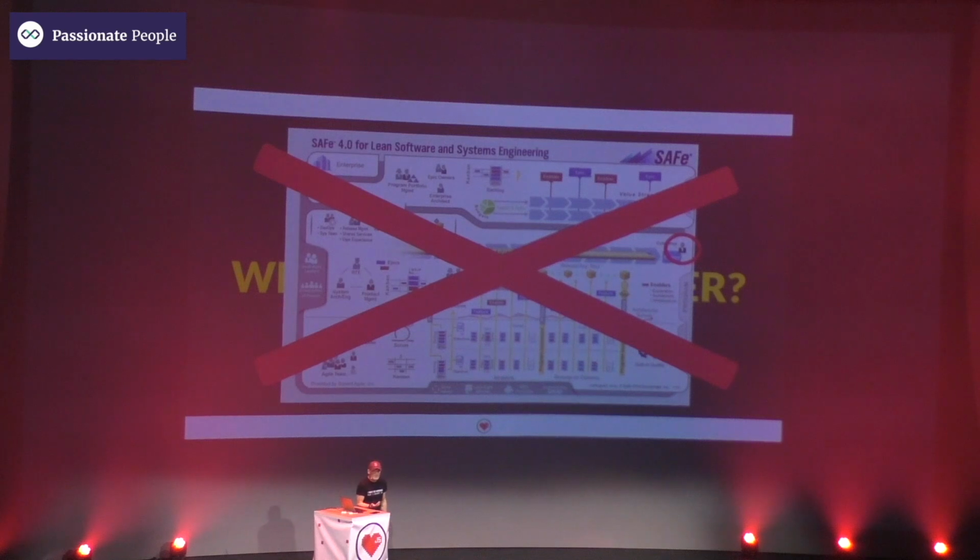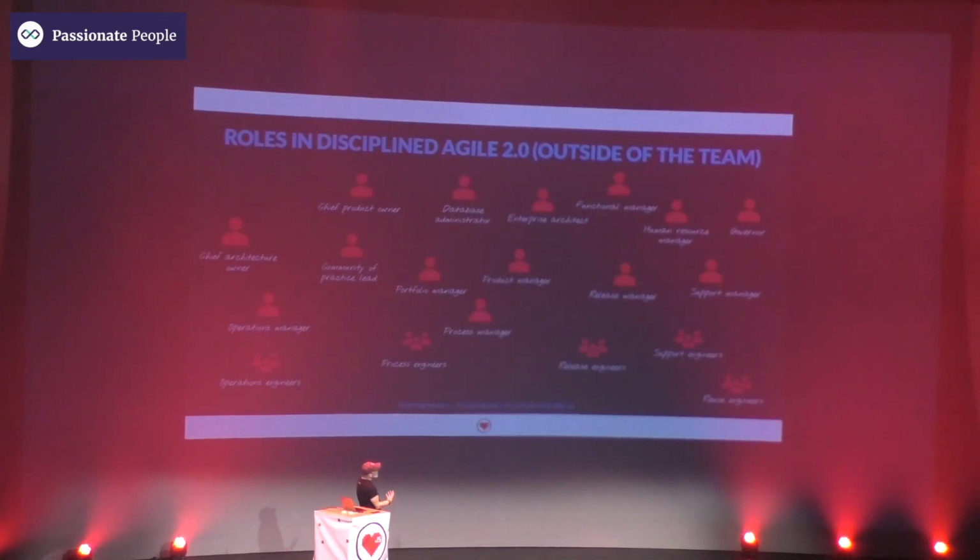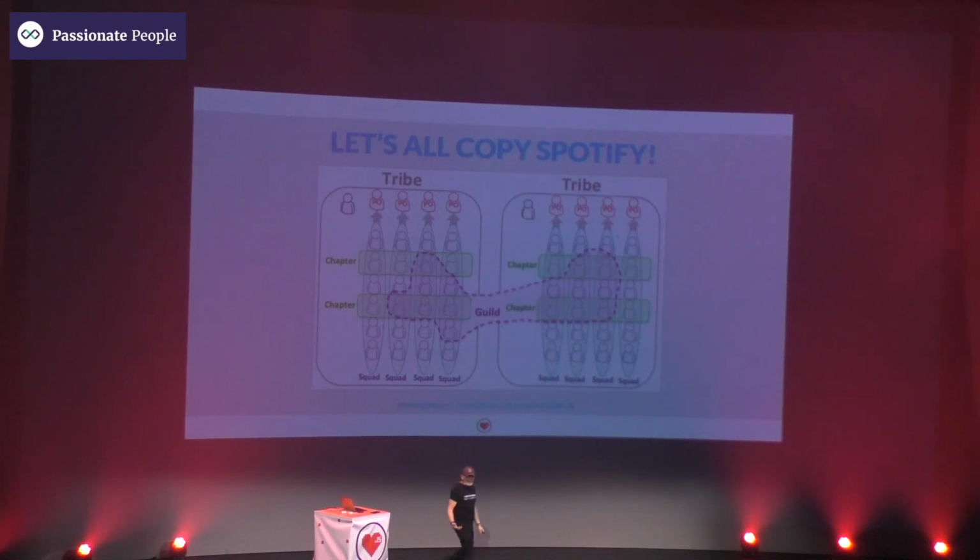No, they don't. Like this one. This is from Disciplined Agile. It has all these roles next to the team. Or people think, oh, you know what we'll do? We'll just copy Spotify. I bet there's people in the audience that actually work for a company that says, we are going to adopt the Spotify model.